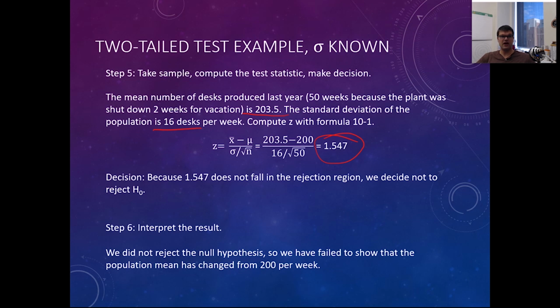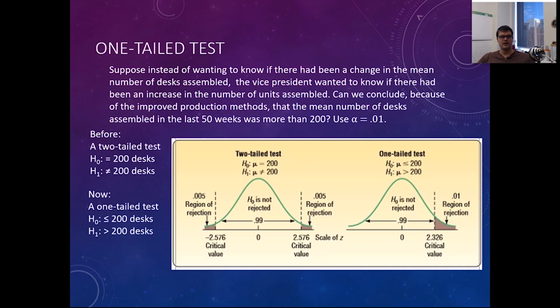Okay. So suppose instead of wanting to know if there has been a change in the mean number of desks assembled, the Vice President wants to know if there has been an increase in the number of units assembled. Can we conclude, because of the improved production method, that the mean number of desks assembled in the last 50 weeks was more than 200, using an alpha of 0.01? Now notice the alpha of 0.01 split between two tails, and the alpha of 0.01 all loaded on one tail.